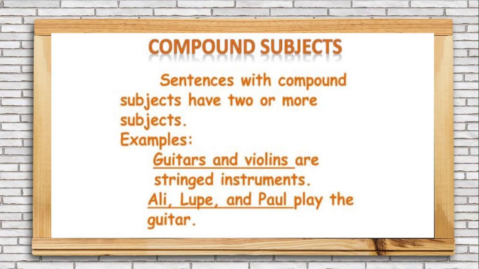Sentences with compound subjects have two or more subjects. Examples: guitars and violins are stringed instruments. Ali, Lupe, and Paul play the guitar. Guitars and violins are the compound subjects. Ali, Lupe, and Paul are the compound subjects.